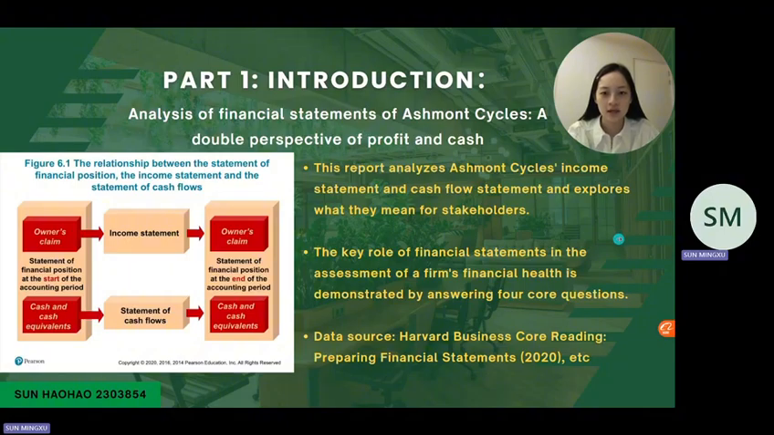Okay, next is part 1, the introduction. Through the joint interpretation of the income statement and the cash flow statement, we will answer 4 key questions to help you understand how the 2 statements reflect the profitability and the liquidity of the company, and the logical connection and the practical significance between them.